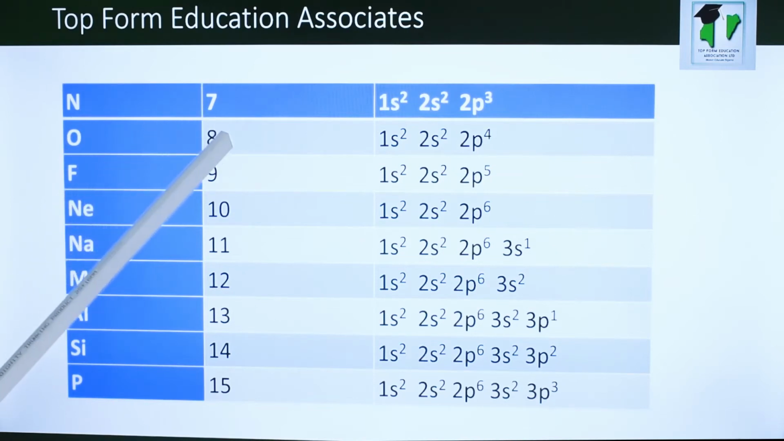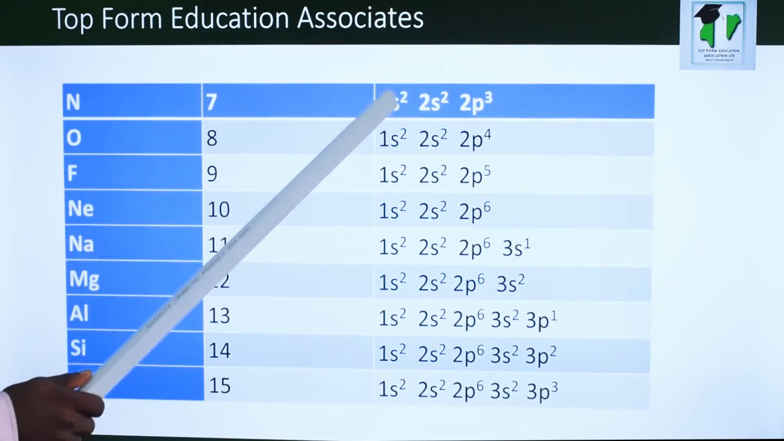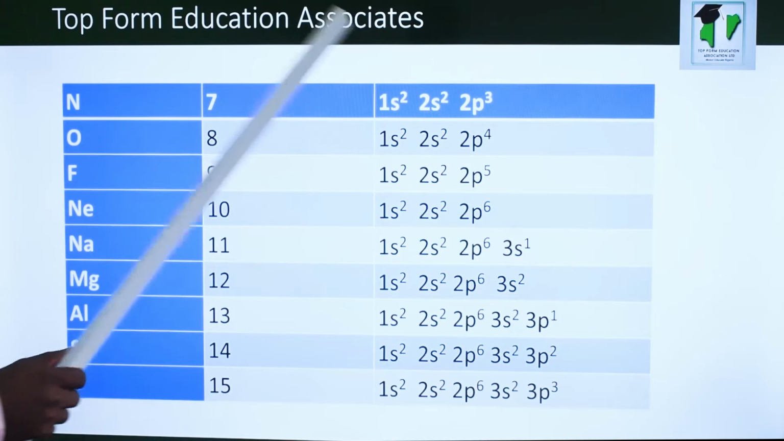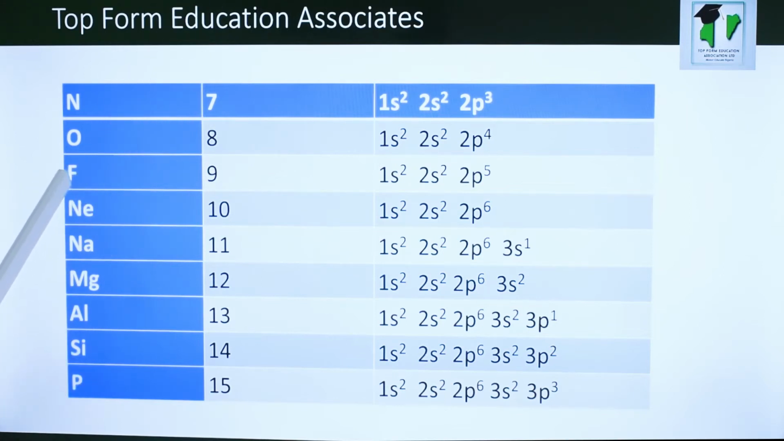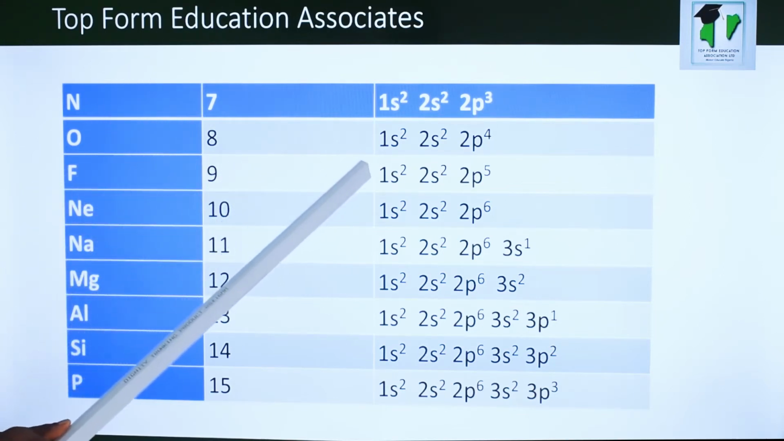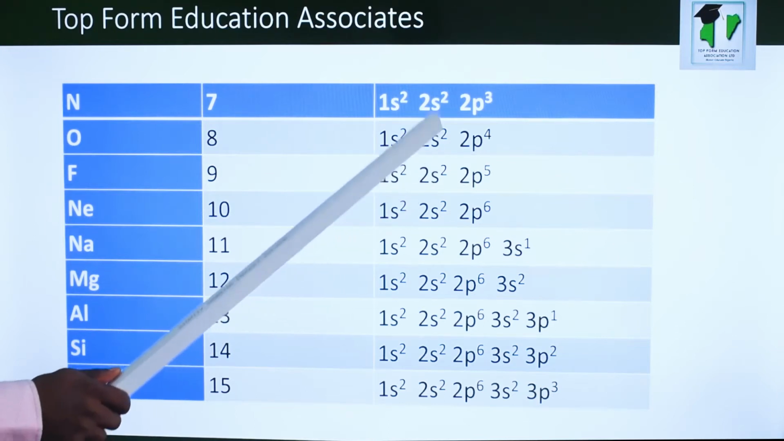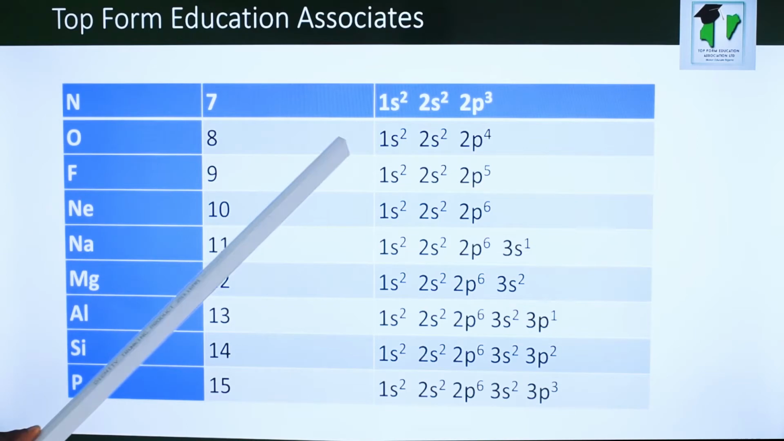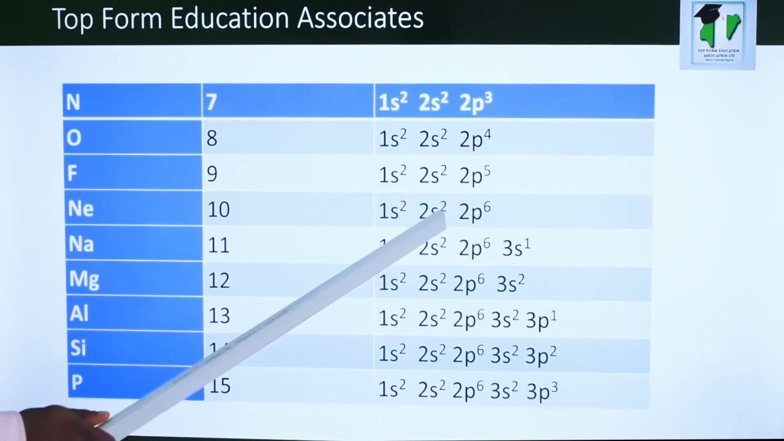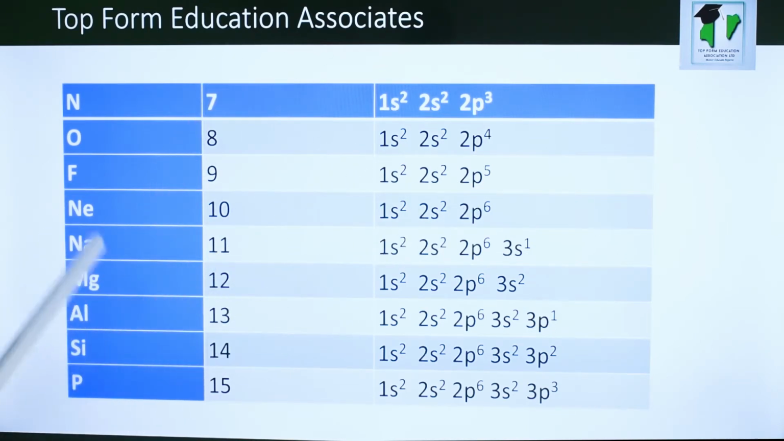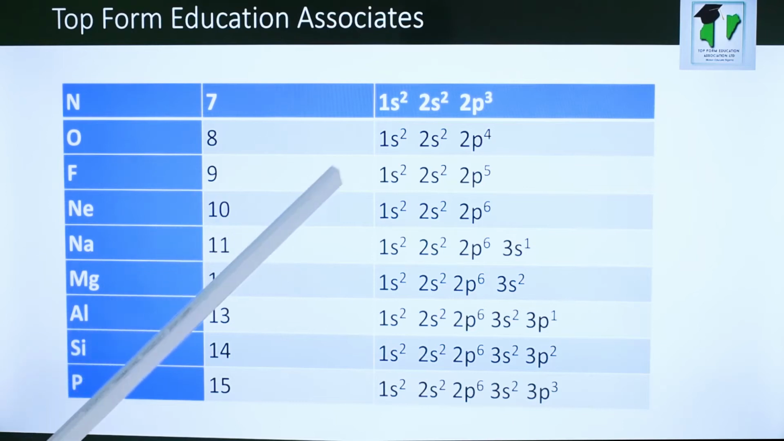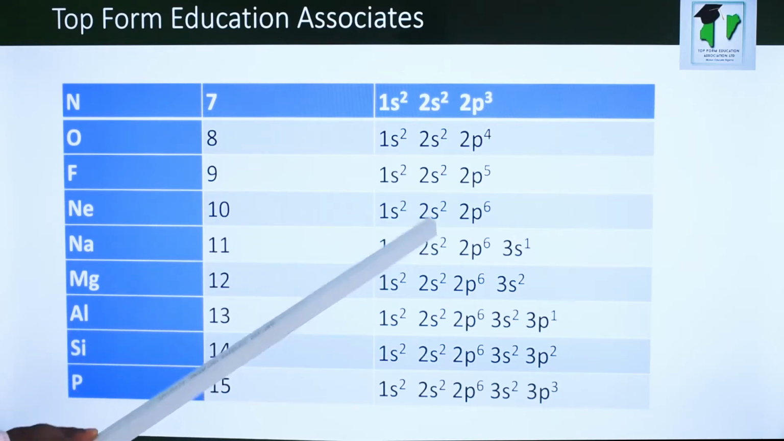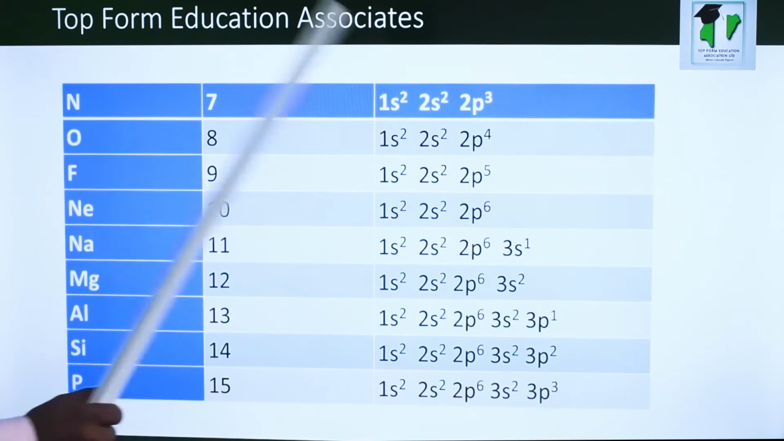Oxygen, 8, 1s2, 2s2, 2p6. Fluorine, 9, 1s2, 2s2, 2p5. Neon, 10, 1s2, 2s2, 2p6. Sodium, 11, 1s2, 2s2, 2p6, 3s1.